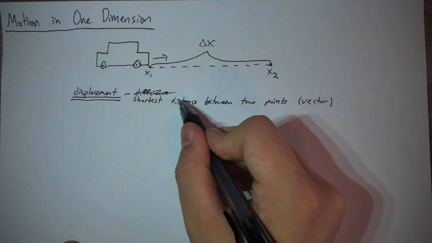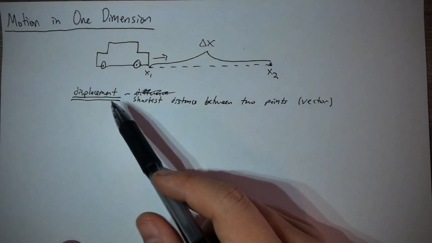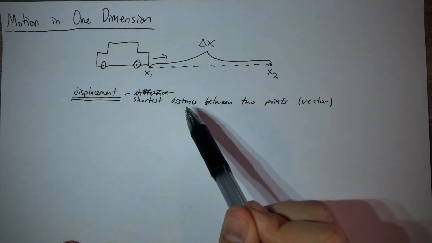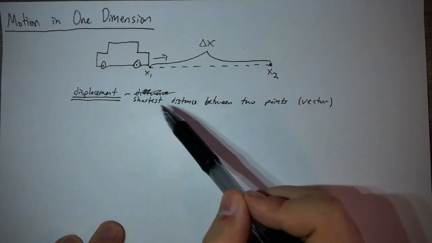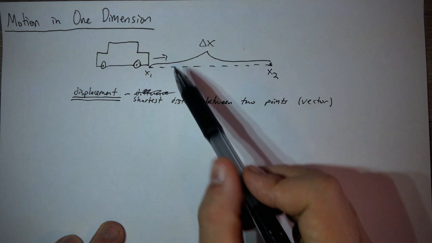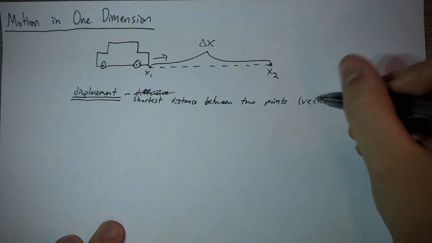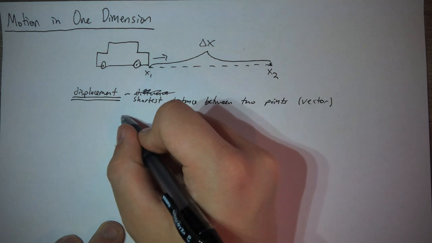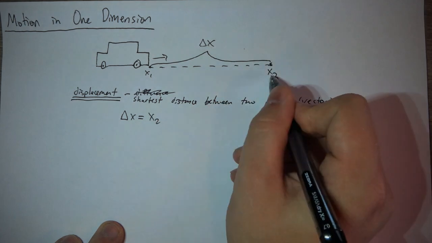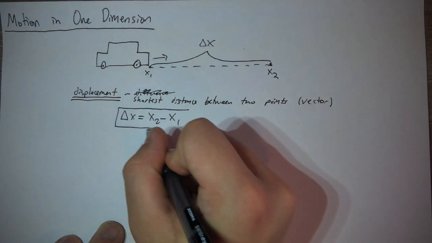Now what's the difference between distance and displacement? That's an important distinction to make. Distance is the scalar version of displacement, or you could say distance is the magnitude of displacement, at least in one dimension. In more than one dimension, they're different. But in one dimension, the distance is just the magnitude of the displacement. Okay, and so we can characterize our displacement as this point minus the starting point. And that is our displacement.